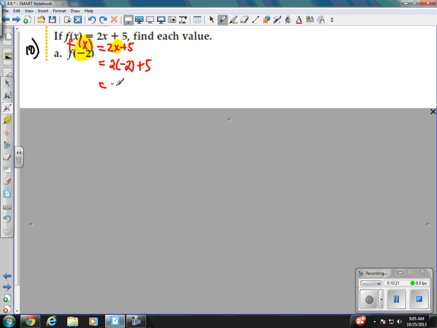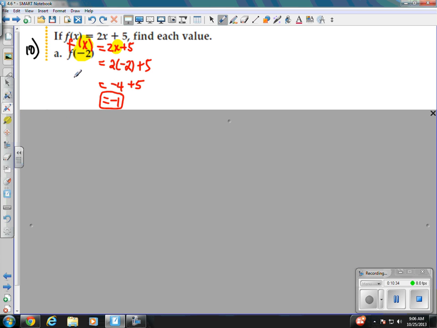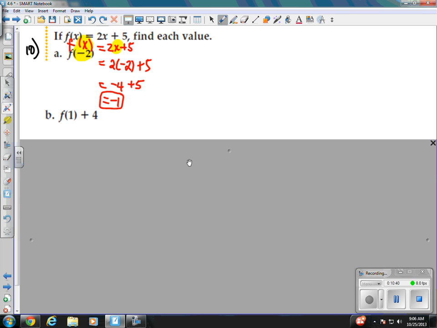So 2 times negative 2 is negative 4. Drop down my plus 5. Negative 4 plus 5 is negative 1. So basically, we just use the order of operations to solve it. The whole left side kind of disappears. The only thing we care about is just solving the right side using the order of operations.